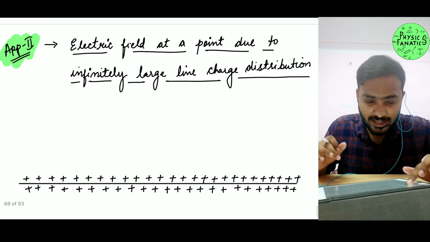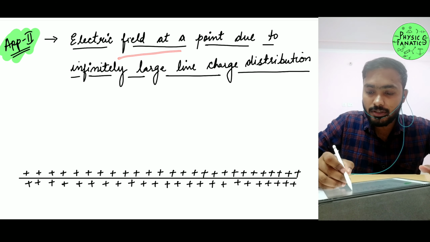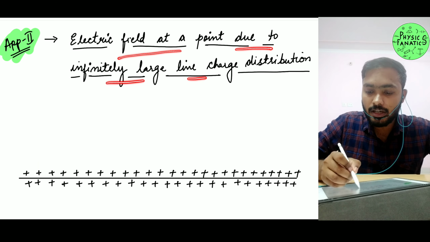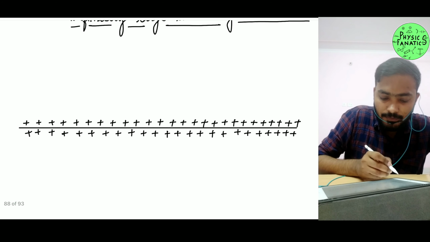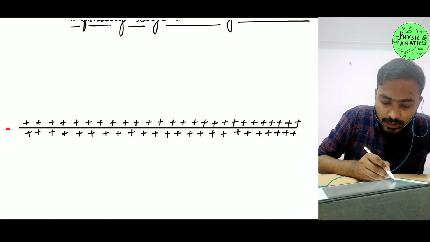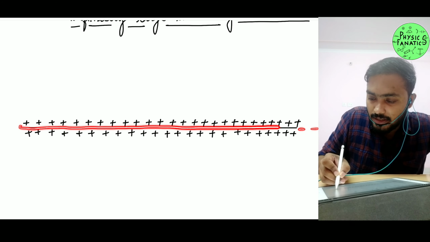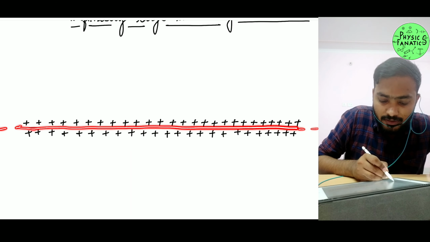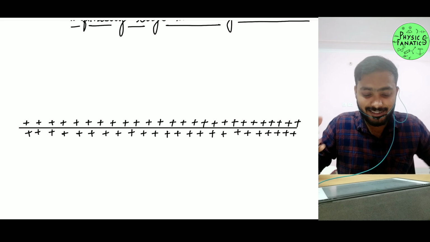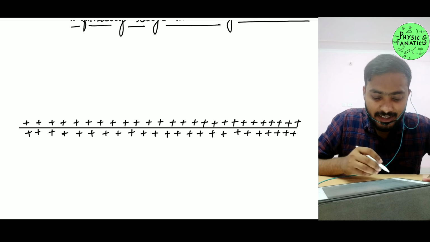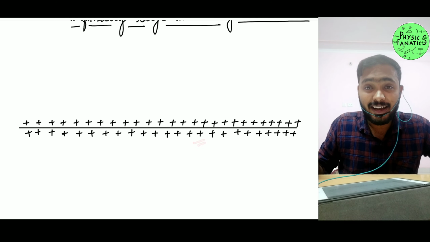Let's move on to the second application of Gauss law, that is electric field at a point due to an infinitely large line charge distribution. So basically you guys can see here I have an infinitely large line charge distribution. Let me assume I have a line, and this line is infinitely large. I cannot make an infinitely large line here, so I have just made this line, and you can see it is charged, so positive charge is there. I hope you guys can understand that.